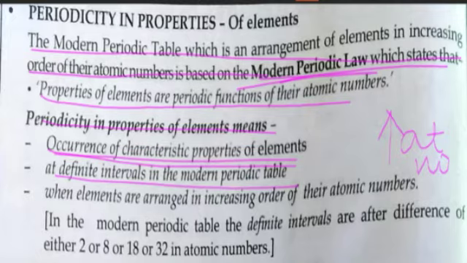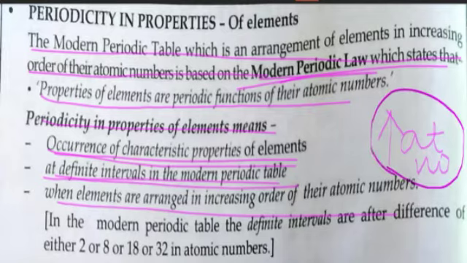Occurrence of characteristic properties of elements at definite intervals in the modern periodic table, when elements are arranged in increasing order of atomic numbers. In the modern periodic table, the definite intervals are after a difference of either 2, 8, 18 or 32 in atomic number.